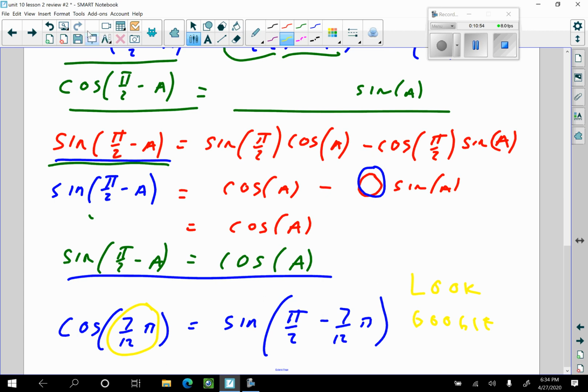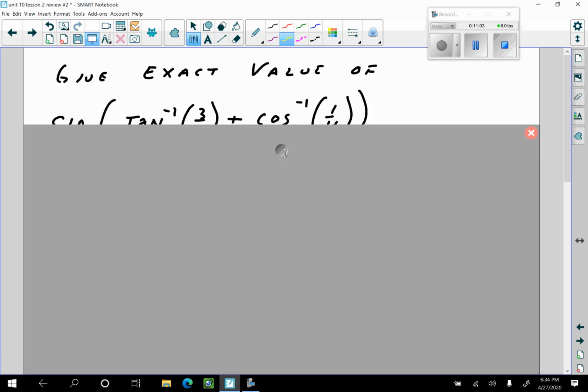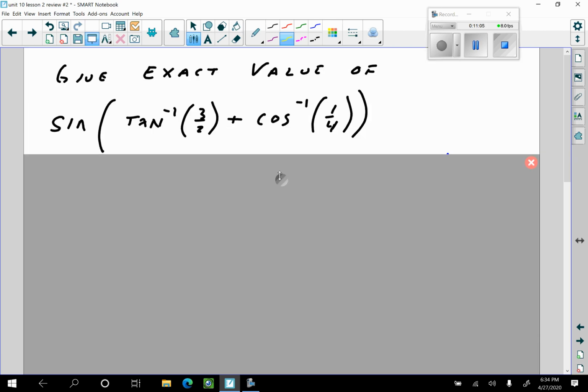The last example, and this is a toughie example. Let's go here and let's turn on the blind. And now I want the exact value of this guy right here. And this is going to take some geometric definitions, the trigonometric ratios. So give the exact value of the sine of inverse tangent of 3/2 plus inverse cosine of 1/4. Okay, this is a 2 here. Let's not forget that.